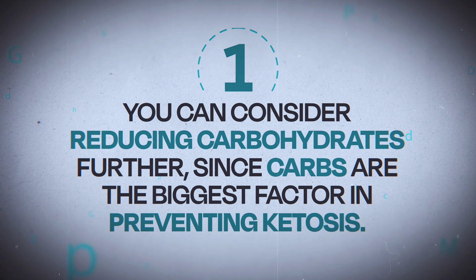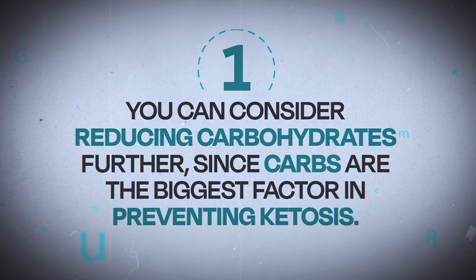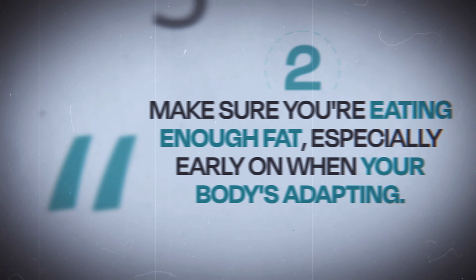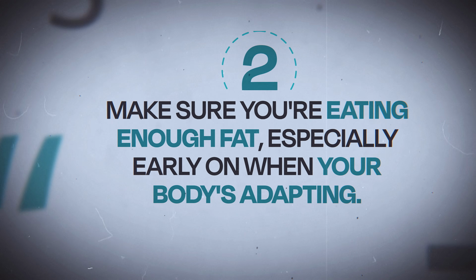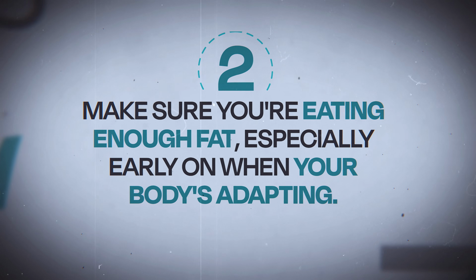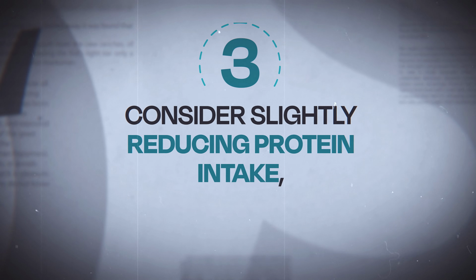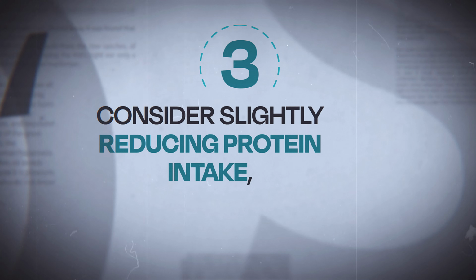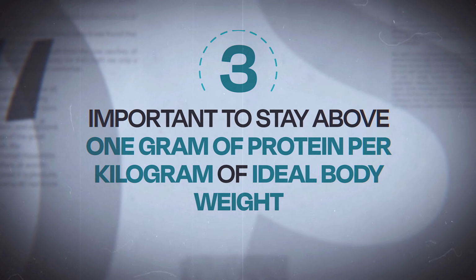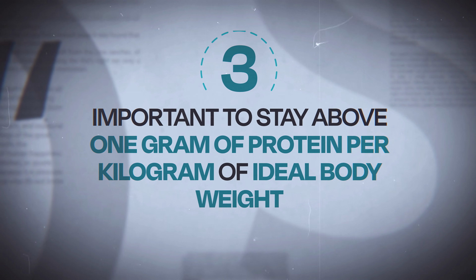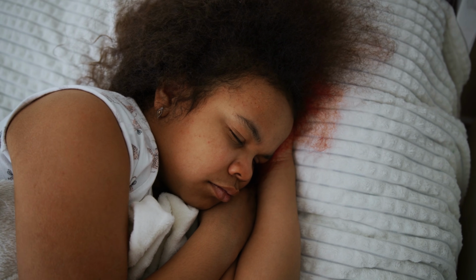One of the reasons testing can be helpful is that if you're not seeing adequate ketones, there are a few things you can adjust. First, you can consider reducing carbohydrates further since carbs are the biggest factor in preventing ketosis. Second, you can make sure you're eating enough fat, especially early on when your body's adapting. And third, if necessary, you can consider slightly reducing protein intake, though it's still important to stay probably above 1 gram of protein per kilogram of ideal body weight to maintain muscle and overall health. And of course, keep in mind sleep, stress levels, and discuss with your healthcare team if your medications could be impeding ketosis, like corticosteroids or some antipsychotic medications and others.